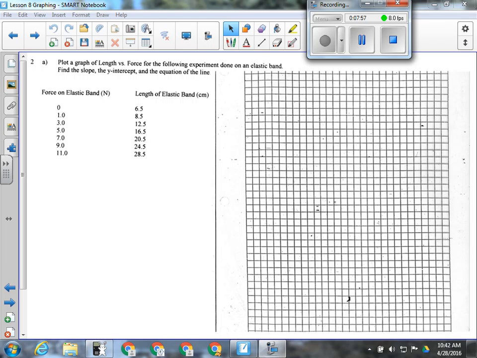Now, this experiment here, okay, is saying they want to plot a graph of length versus force for the following experiment done on an elastic band. So here's what they did. Okay, they picked a bunch of forces and measured the length of the rubber band at all of those forces. Okay, so which thing should go on the x-axis? Forces. Okay. Force should go on the x-axis because it's the manipulated variable. Length of the elastic band should go on the y. Okay? All right, I'll give you a few minutes to get ahead of me there.